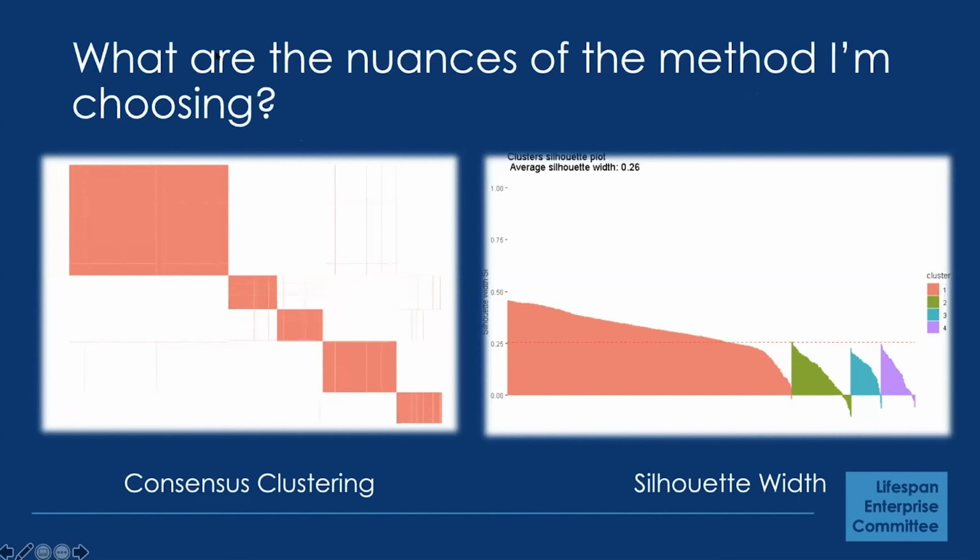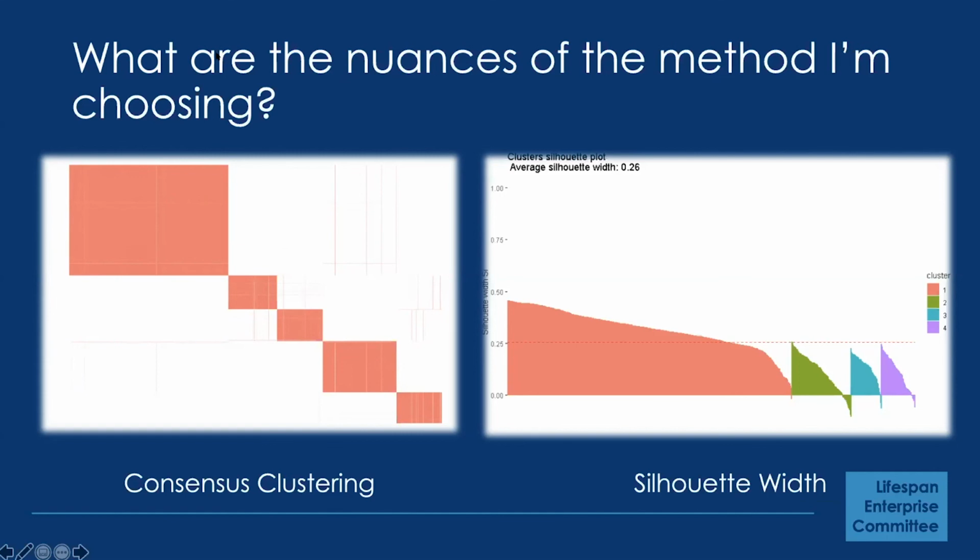In addition to asking what my data look like, you need to ask yourself, what are the nuances of the method that you're choosing? There are many different packages out there that will give you a result at the push of a button. But you should take the time to understand the parameters of your model and figure out how to determine which model best fits your data. And this is something that you should be very thoughtful about.